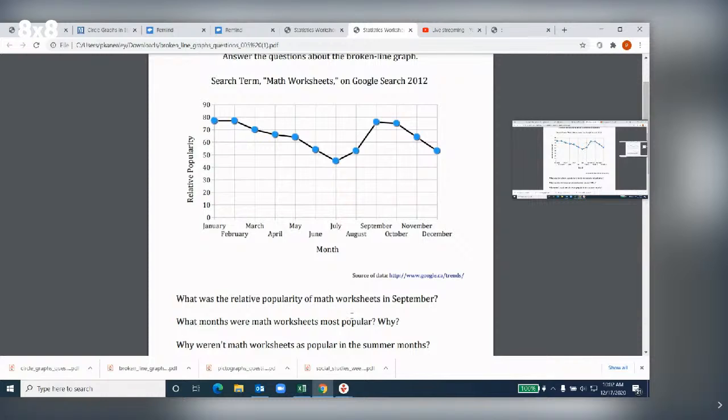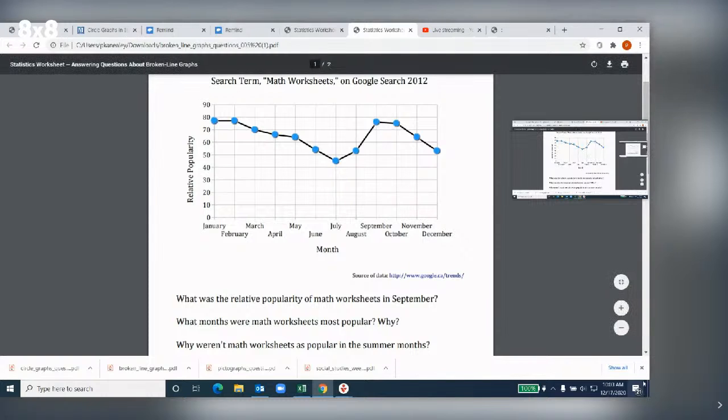So what months were math sheets most popular? That's the one I just answered. That would be January, February, and September, and we'll say October. We'll say 4 months.